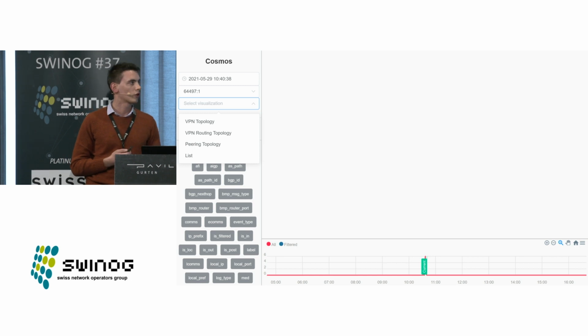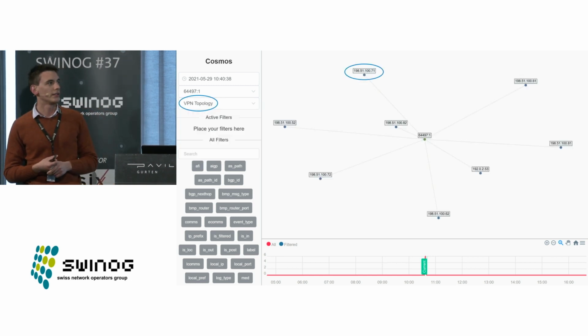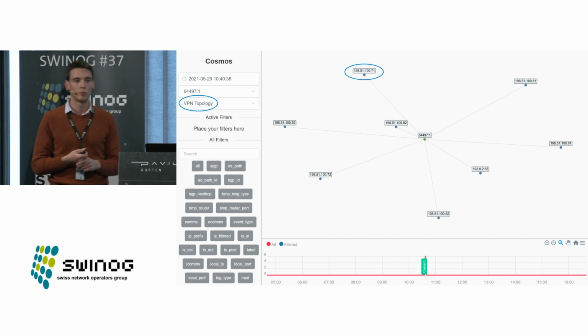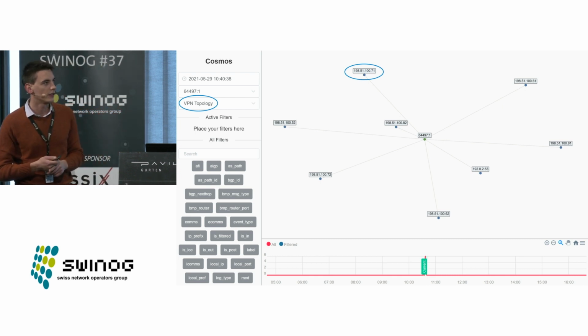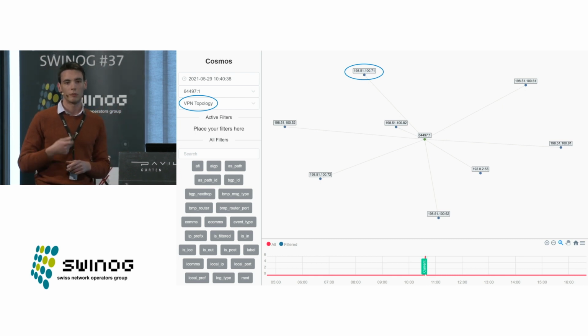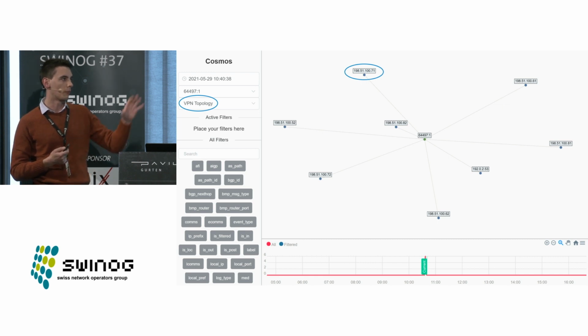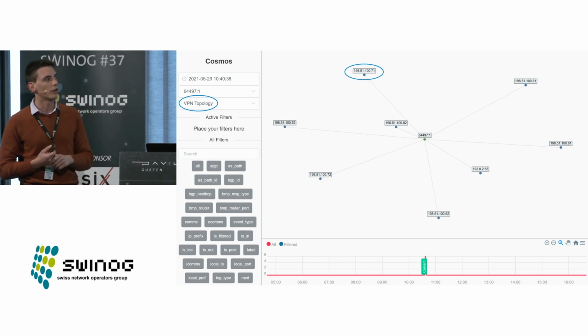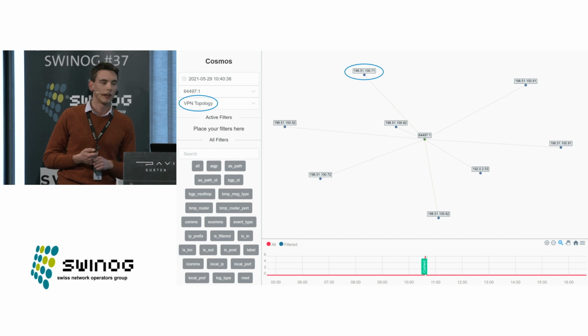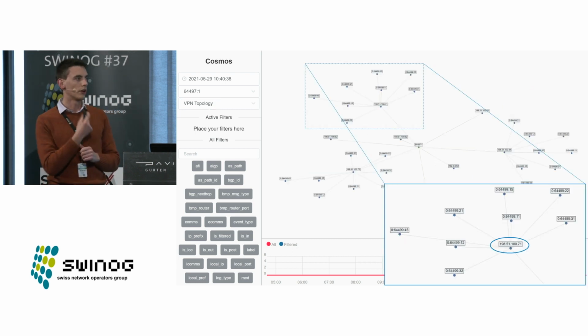The first one is called VPN topology, and this is the simplest one. We basically just put all the PEs and CEs of a VPN and their respective RDs into a map, and in the middle, the green point is basically the VPN identifier. So if you click on a node, you can see all these RDs that are participating in the VPN from that node, and so on.